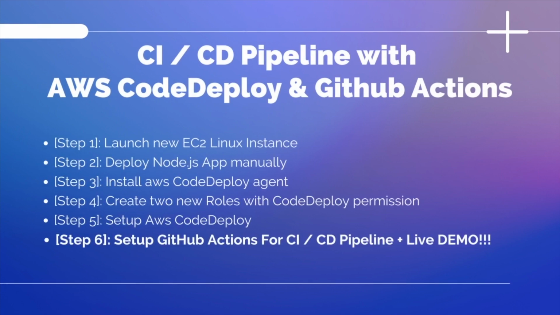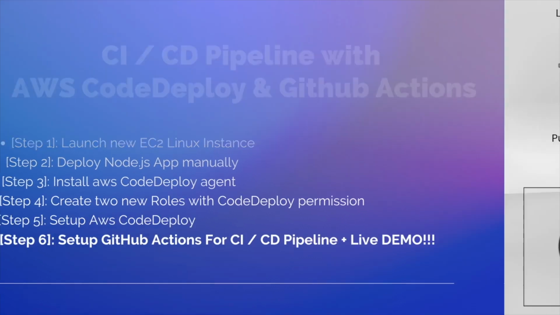So the steps for today are: step number 1, we're gonna launch a new EC2 Linux instance. On step number 2, I'm gonna deploy my local Node.js app manually. On step number 3, I'm gonna install the AWS CodeDeploy agent on the new EC2 that we just launched. Step number 4, we're gonna create 2 new roles with CodeDeploy permission. Step number 5, we're gonna set up AWS CodeDeploy on the AWS dashboard. And step number 6, the last one, we're gonna set up GitHub Actions for the CI/CD pipeline, plus a live demo where I'm gonna show you how it works.